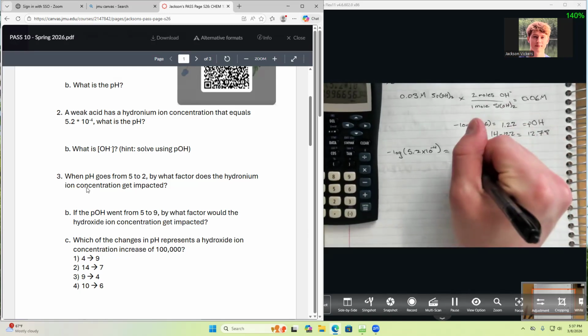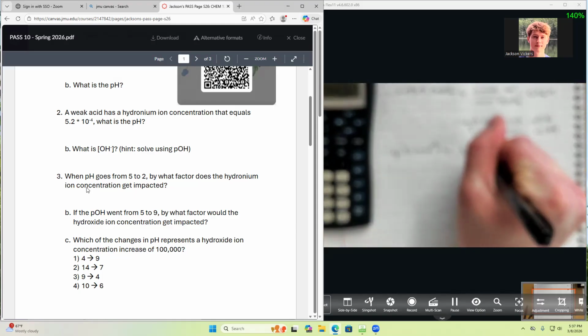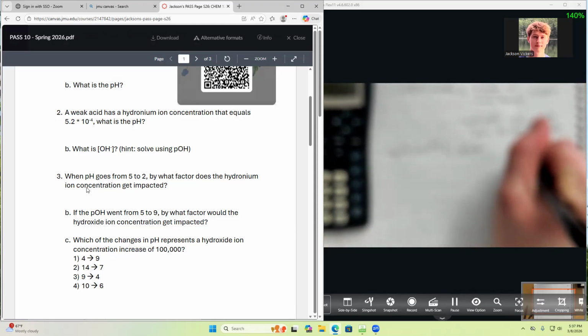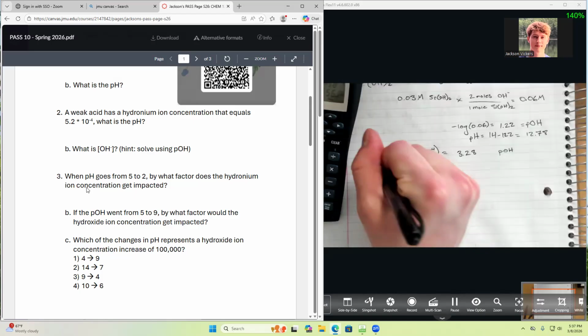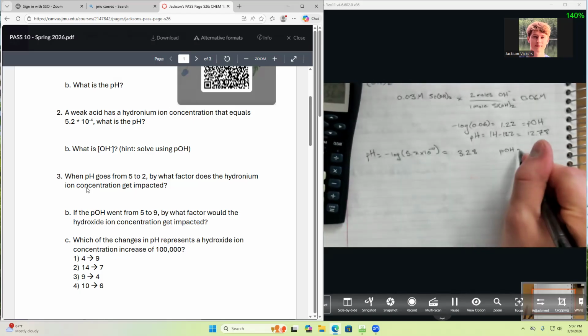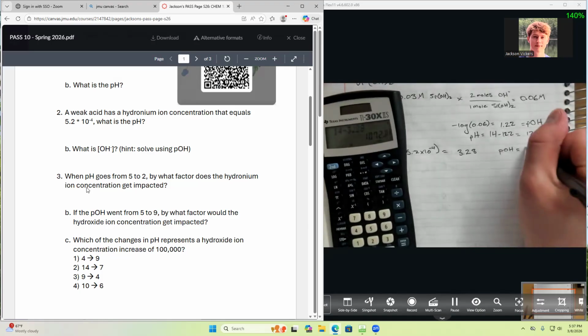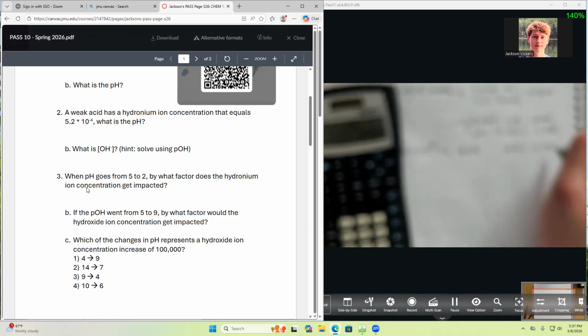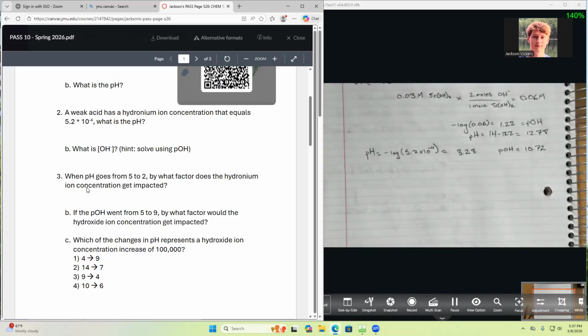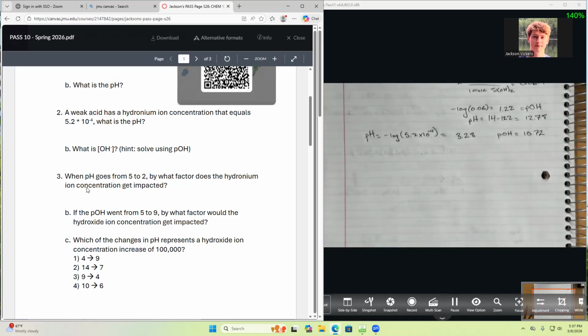So we're going to get a pH of 3.28 and then a pOH of 14 minus that. So let's see what that is. 10.72. So I won't spend a whole lot more time on that one.